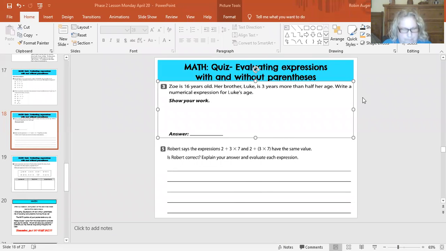Okay. All right. Question number 3. Zoe. Now this is kind of like a riddle. Okay, so this is gonna be fun. Zoe is 16 years old. Her brother Luke is 3 years more than half her age. We need to write a numeric expression for how old Luke is. What is Luke's age? And we're supposed to show our work. Okay, so let's do this. We want to do text box.